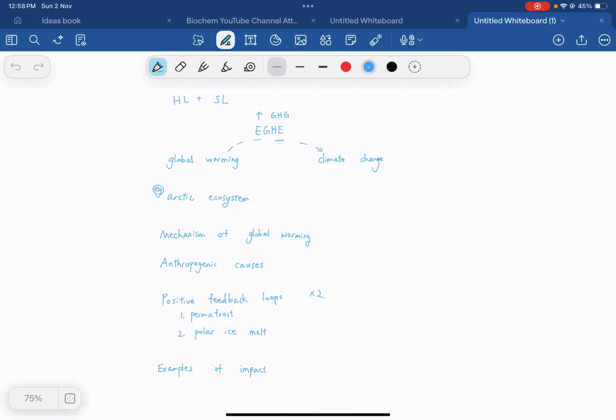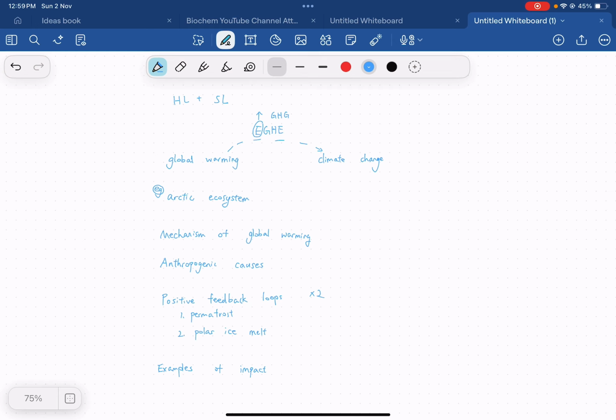Notice that I am saying enhanced instead of just the greenhouse effect, because the Earth originally has a greenhouse effect. It's just that people are enhancing it.